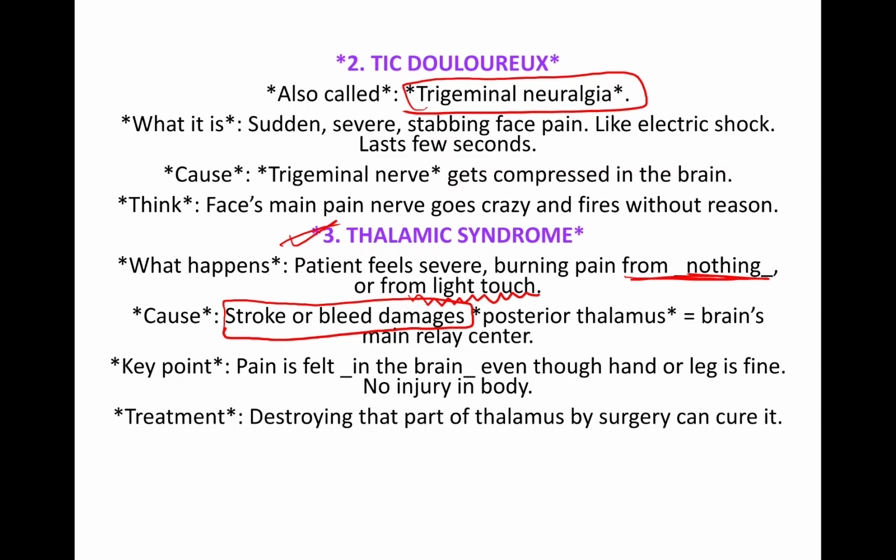Next, the key point to remember is that pain is felt in the brain. Even though the hand or leg is fine, the pain is felt in the brain. No injury to the body, nothing happened to you, but the pain is felt in your brain because your posterior thalamus is damaged, by a stroke or anything. That is thalamic syndrome. The treatment for this is destroying that part of the thalamus by surgery.